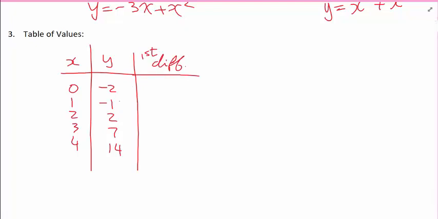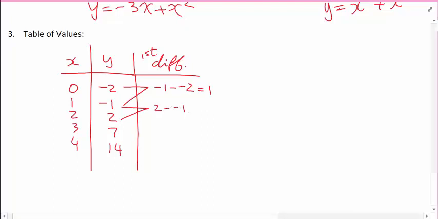Remember, the bottom number subtract the top number. So what is it? -1 minus -2. That gives you what? 1. And you keep doing that all the way down. 2 minus -1, which is 3. 7 minus 2, which is 5. And then this one, 14 minus 7, which is 7.